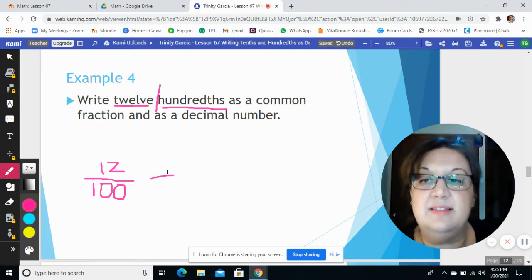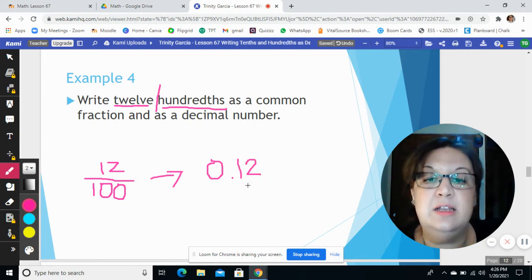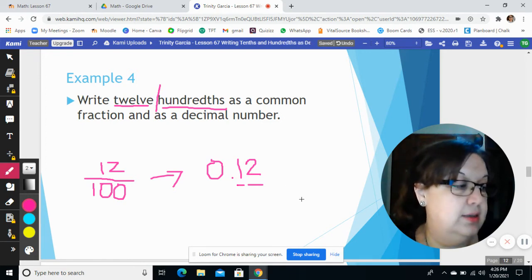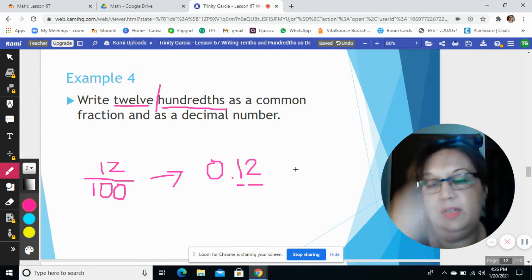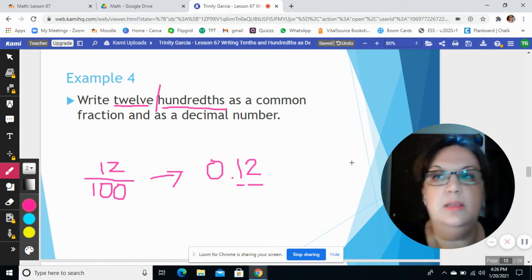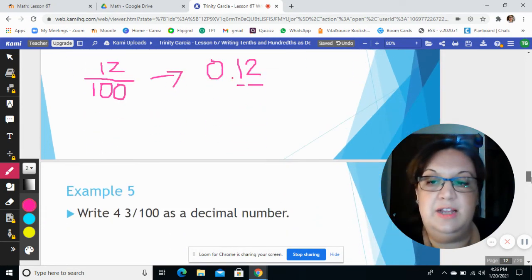But it also asks us to write it as a decimal number, and we know how to do that. So we're going to write 0 because there's no whole number. We're going to write a decimal point, and then we're going to write the 12 because it ends in the hundredths place, right? Here's tens, then here's hundredths, and it ends in the hundredths place. Okay? So we do not need to add another 0 here because then that would push us out to the thousands, and we're not there. Okay? We're only dealing in tens and hundreds today. All right. I think you've got it.